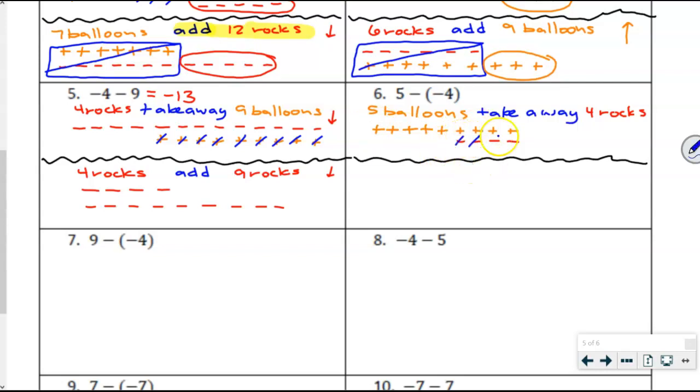1, 2, 3, 4 rocks taken away, which means all I have left are balloons. 1, 2, 3, 4, 5 balloons. 6, 7, 8, 9 balloons total. Those extra balloons came from the 0 pairs of the rocks that I took away. So 9 positives, or positive 9.